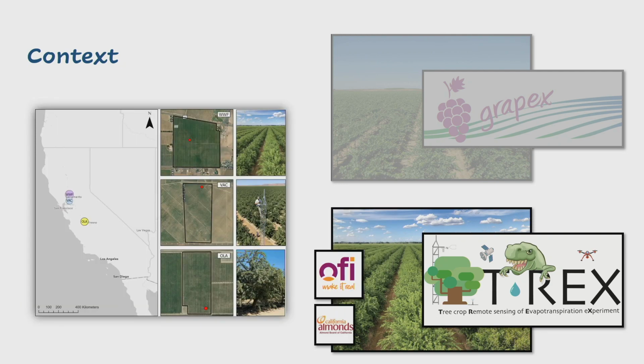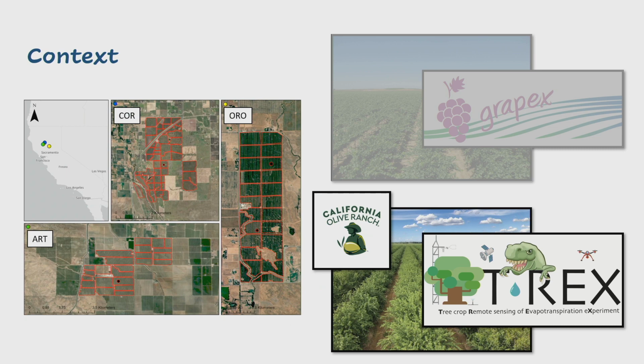If we focus on T-Rex, we have our sites here in collaboration with the Almond Board of California as well as OFI. Again, trying to span the entire Central Valley of California. We have 2 sites located up near Davis, California, and another also near Fresno, California. And we have also recently expanded the T-Rex umbrella to also include olive ranches. So we partnered with California Olive Ranch.